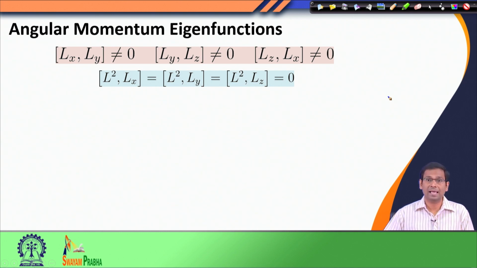Whereas, we defined the L square operator, which was the sum of Lx square, Ly square and Lz square. This L square operator, on the other hand, commutes with the Lx, Ly and Lz operators. So, these commutation relations are quite important in discussing the properties of angular momentum operators and their eigenfunctions and eigenvalues.